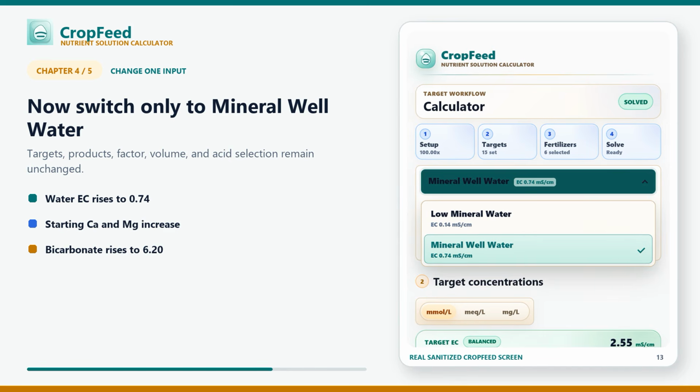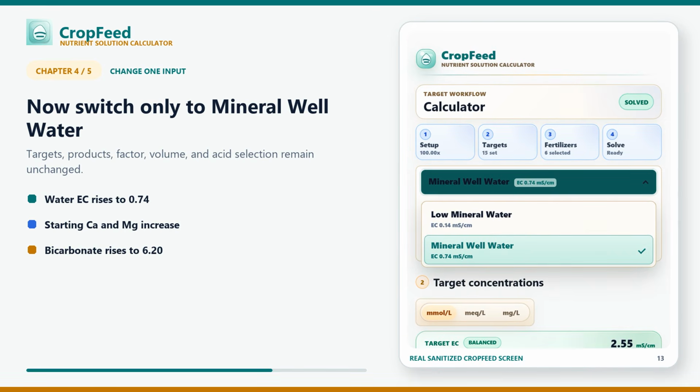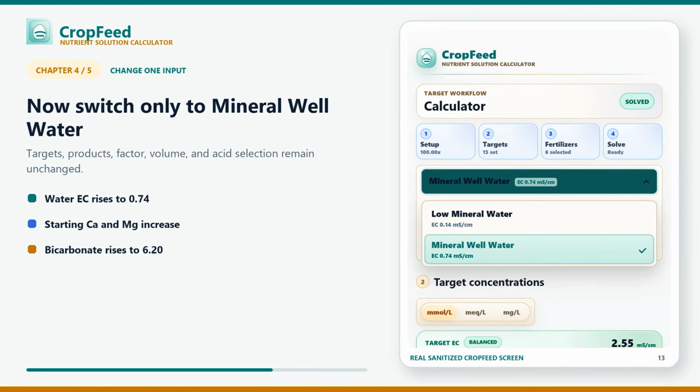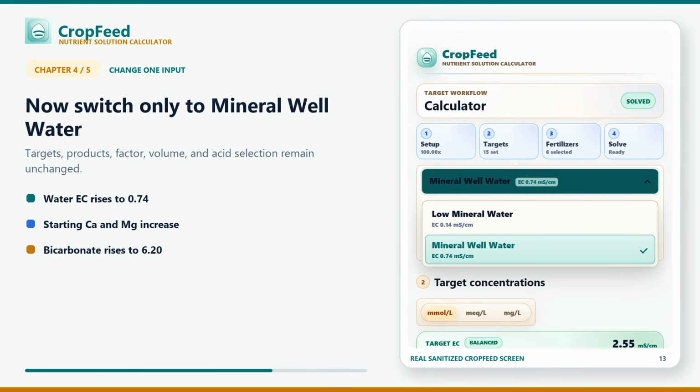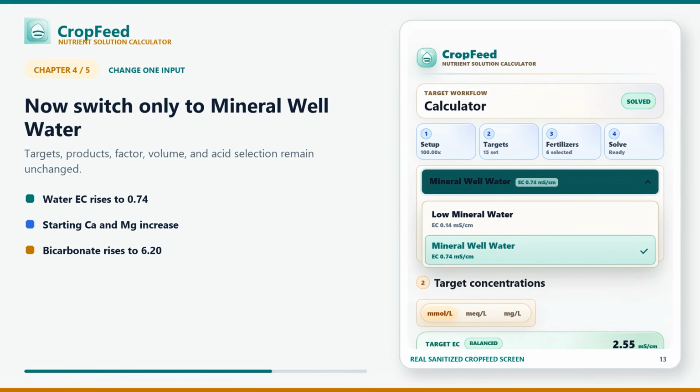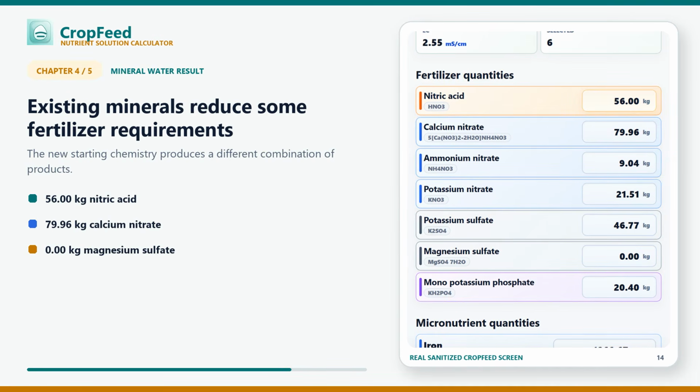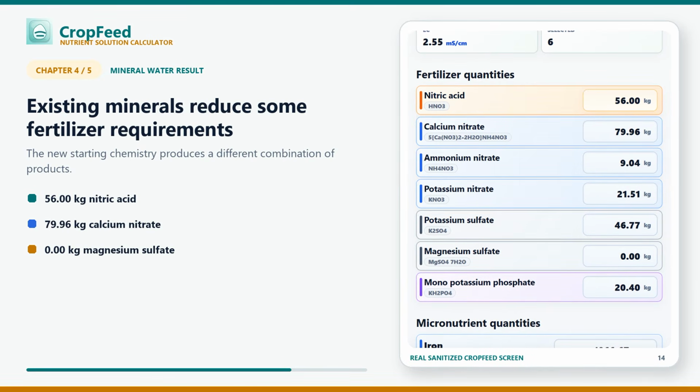Now we return to the calculator and change only the selected water profile. Mineral well water has a higher EC and begins with more calcium, magnesium, and bicarbonate. The crop target, 6 selected fertilizers, 100 times factor, 1,000-liter tank, residual bicarbonate setting, and nitric acid selection remain exactly the same. With mineral well water, nitric acid rises to 56.00 kilograms because substantially more bicarbonate must be neutralized.